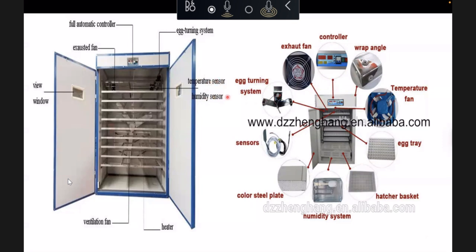We may have some alarm system. Then we'll come to know that something is wrong. We can control accordingly using the control panel here.